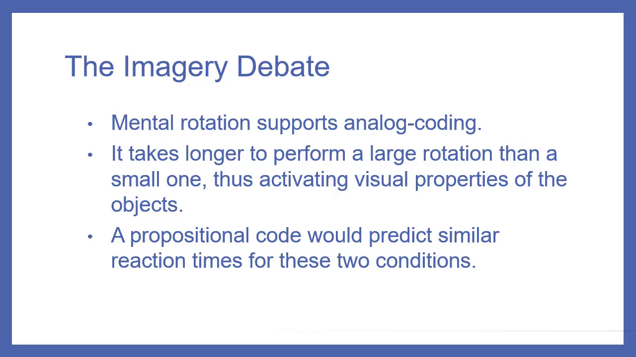And similarly, by the way, doing mental rotation with a propositional code would take longer based on different scenarios, the same as it would with analog. So it's not that they behave differently, it's that one is better than the other for sure.